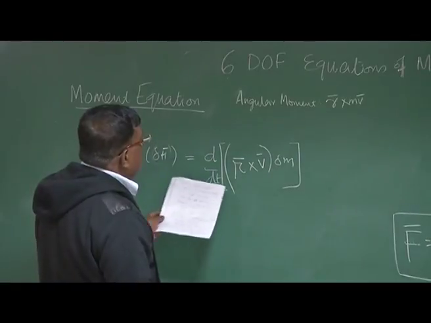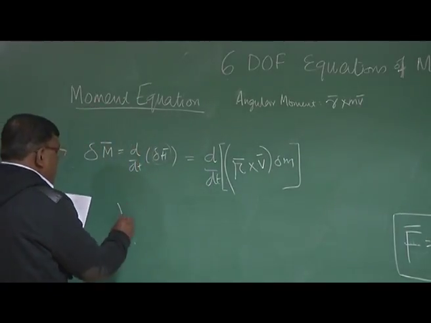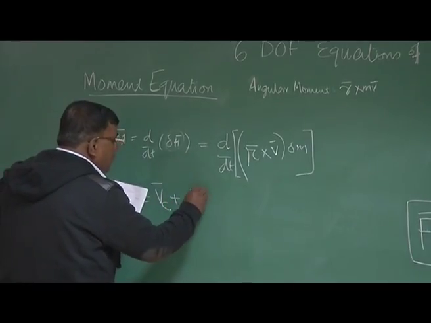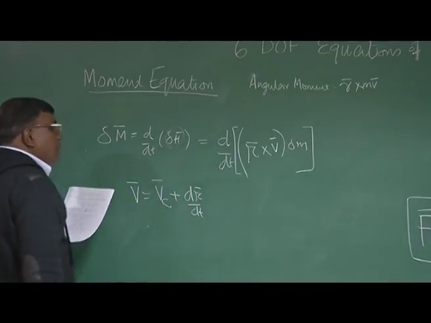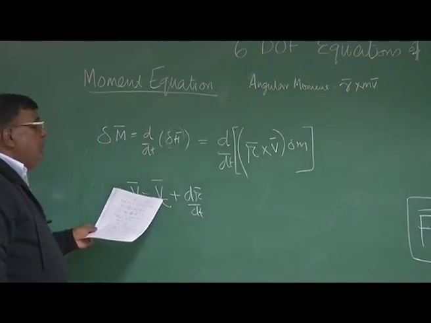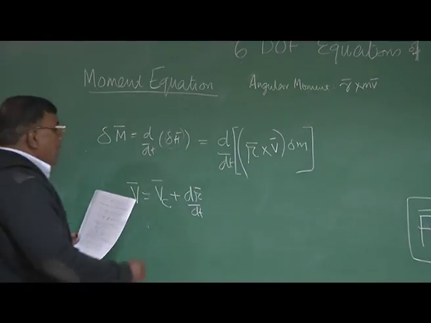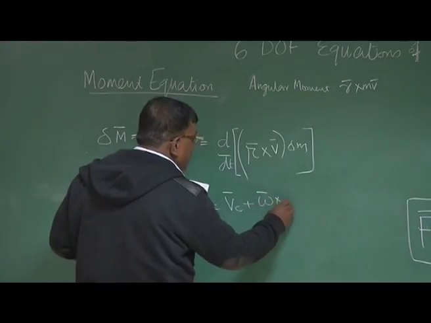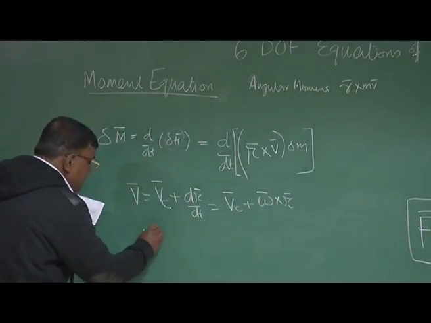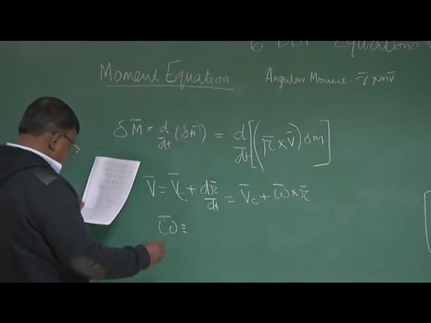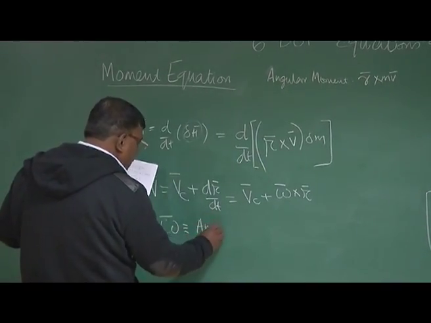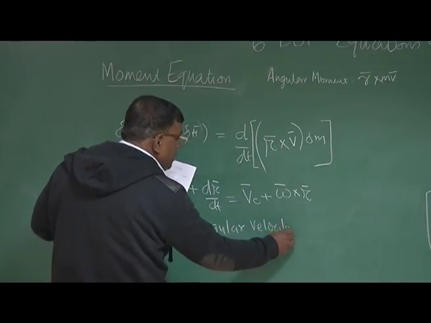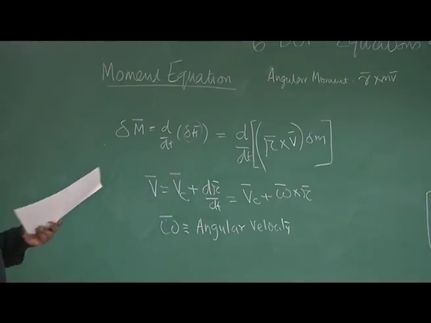This is the rate of change of angular momentum, and what is v? V we have seen, Vc, center of mass velocity, plus dr by dt. dr by dt was with respect to center of mass, but Vc was with respect to the inertial frame, and this I can write as Vc plus omega cross r, where omega vector is the angular velocity with respect to the inertial frame.